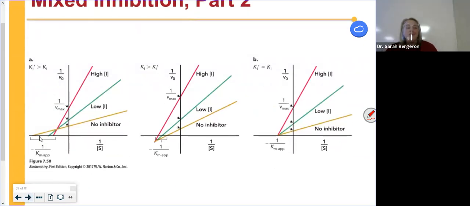So look at your Km values here, right? What happens to these Km values? Here's your no inhibitor. Now, as we increase inhibitor, what happens to Km?